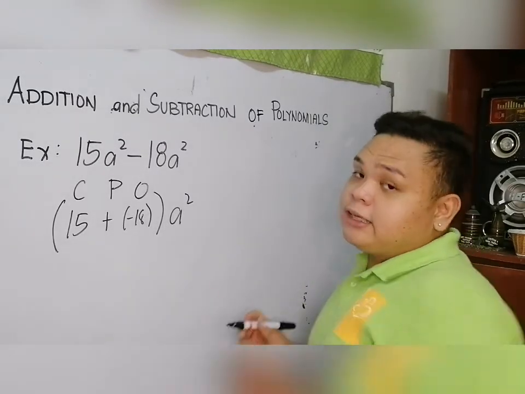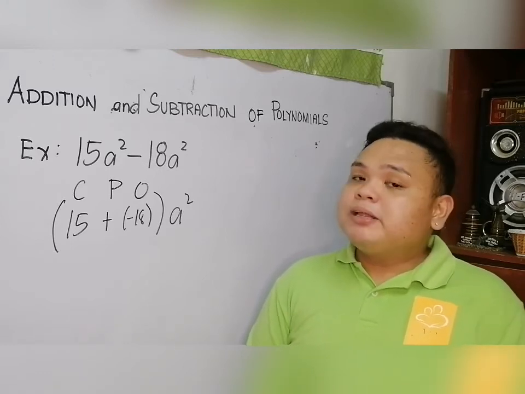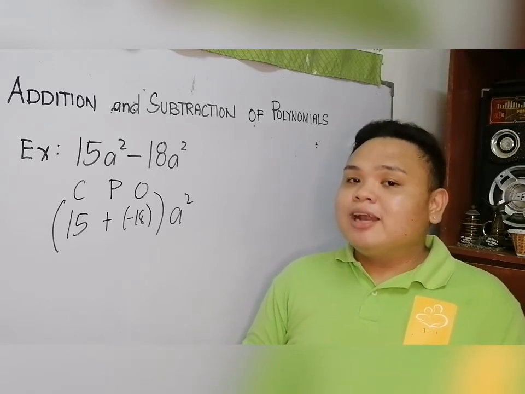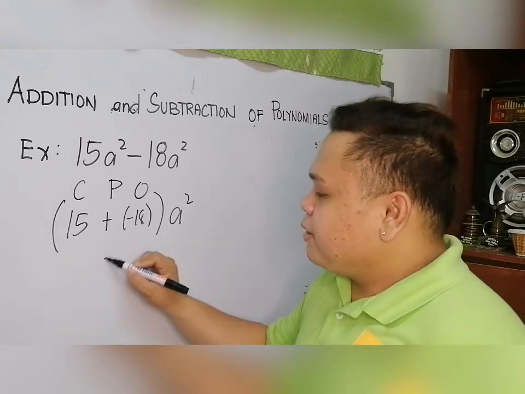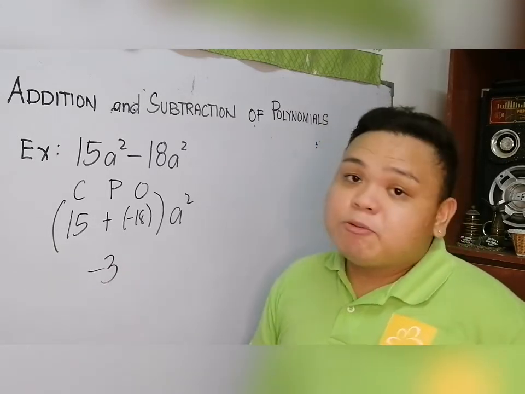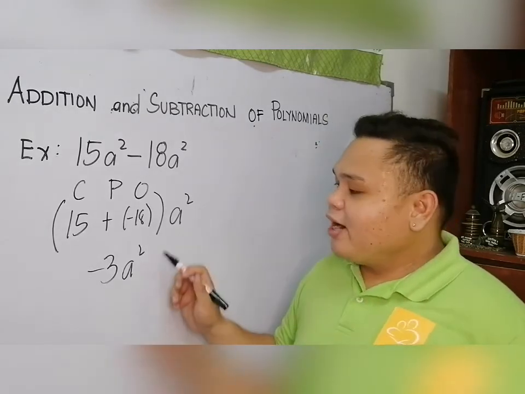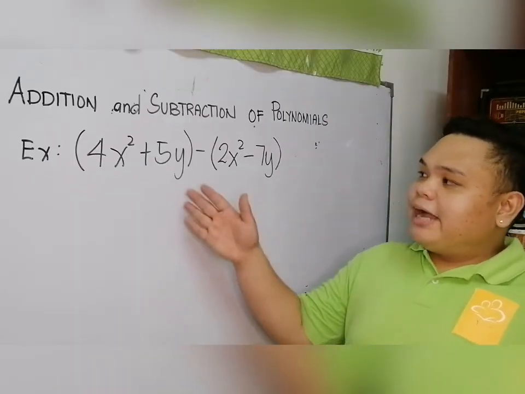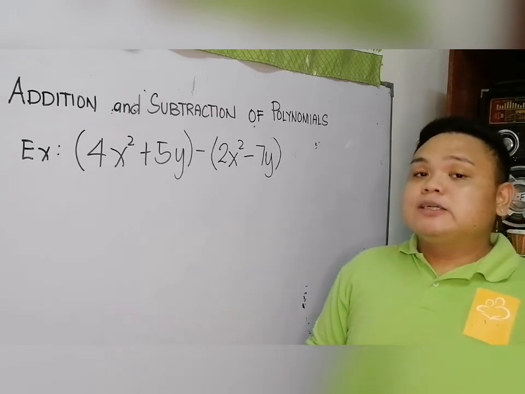Now, adding two integers with different signs, all we need to do is to subtract them and then copy the sign of the one with the larger absolute value. In this case, 18 minus 15 will be 3, and your sign will be negative, and then we copy a squared. Therefore, your answer is negative 3a squared. Next, let's solve 4x squared plus 5y minus the quantity of 2x squared minus 7y.